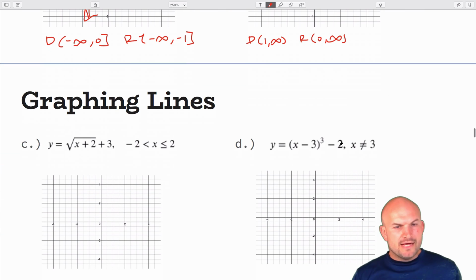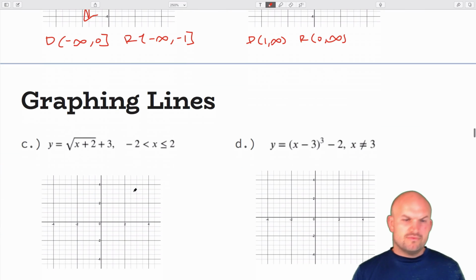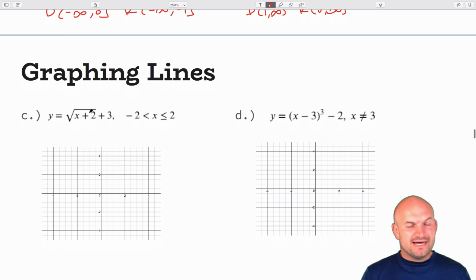All right, then we worked on, we still got some more graphing lines. Now we got the square root function. This is going to be the square root function, and therefore we're going to be shifting it left 2, up 3. So I'm going to take this graph left 2 and then up 3. Hopefully you know what this graph looks like, the general shape. That's all I've really been asking students.